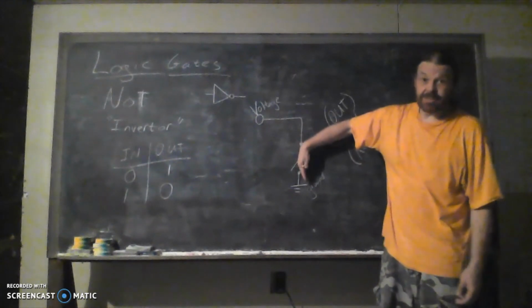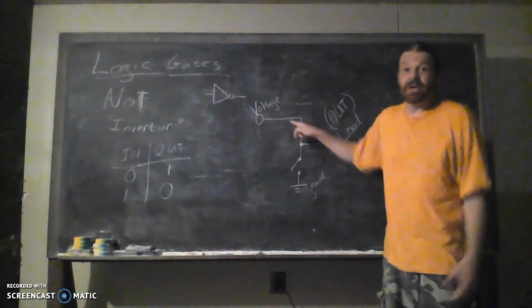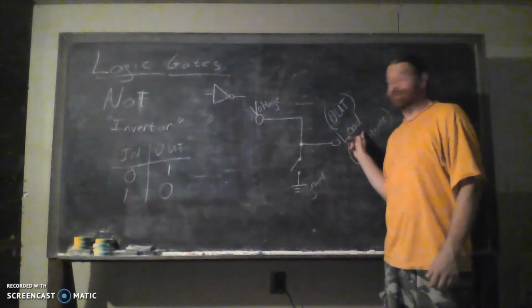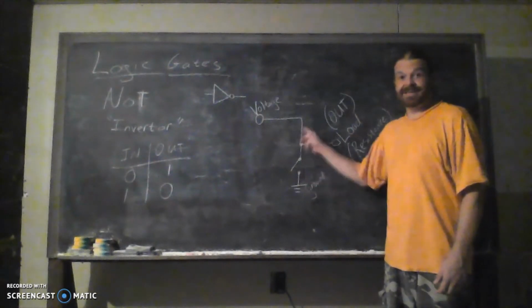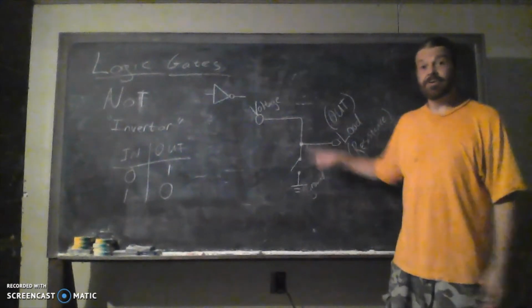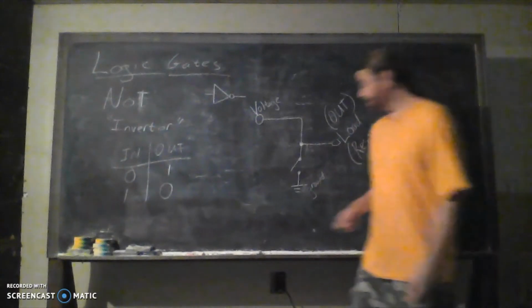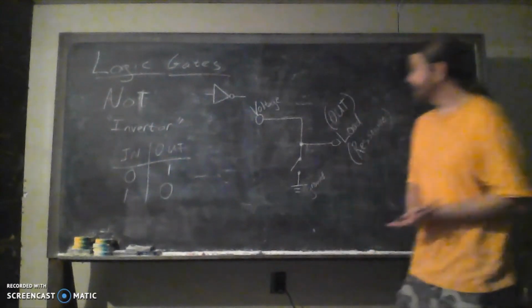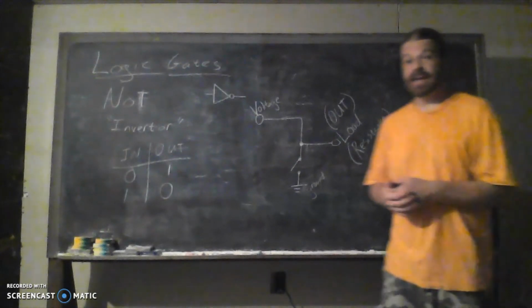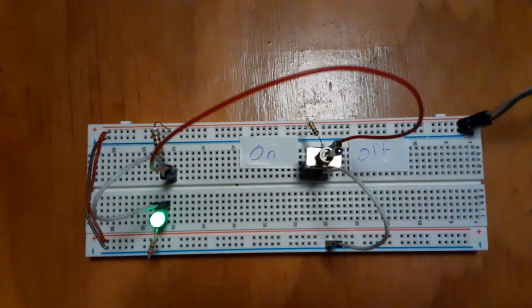But if we close this switch, well, then there's no resistance on the way back to ground, and current takes the path of least resistance. So if there's resistance on our load and no resistance through the switch to get to ground, the current is definitely going to go through the switch and get to ground and not go to the load. So that's kind of how a NOT gate works. We'll step over here and look at it in an actual circuit with the switch so you can see a light coming on and off.